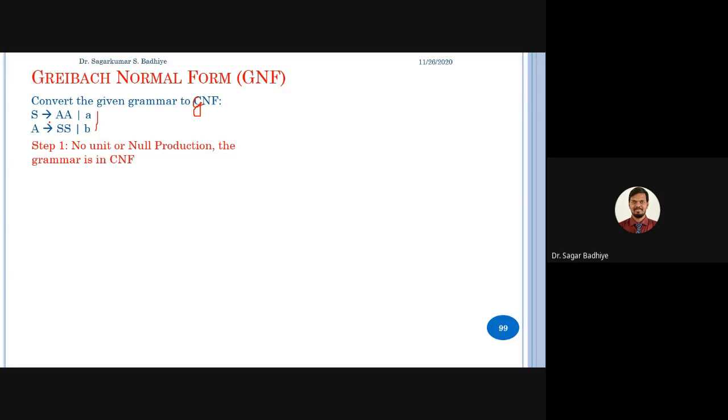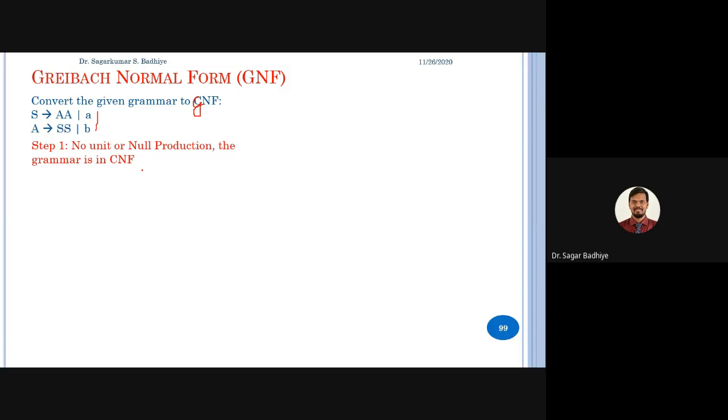So we need not do the first step. As there is no null production, there is no unit production, and the grammar is already in CNF, so we'll not follow the first step. We'll directly move to the second step. But we need to check, right? We need to verify that if the given grammar is not in CNF or it has some unit production or null production, then we need to eliminate them and convert the given grammar to CNF. This is the first step.